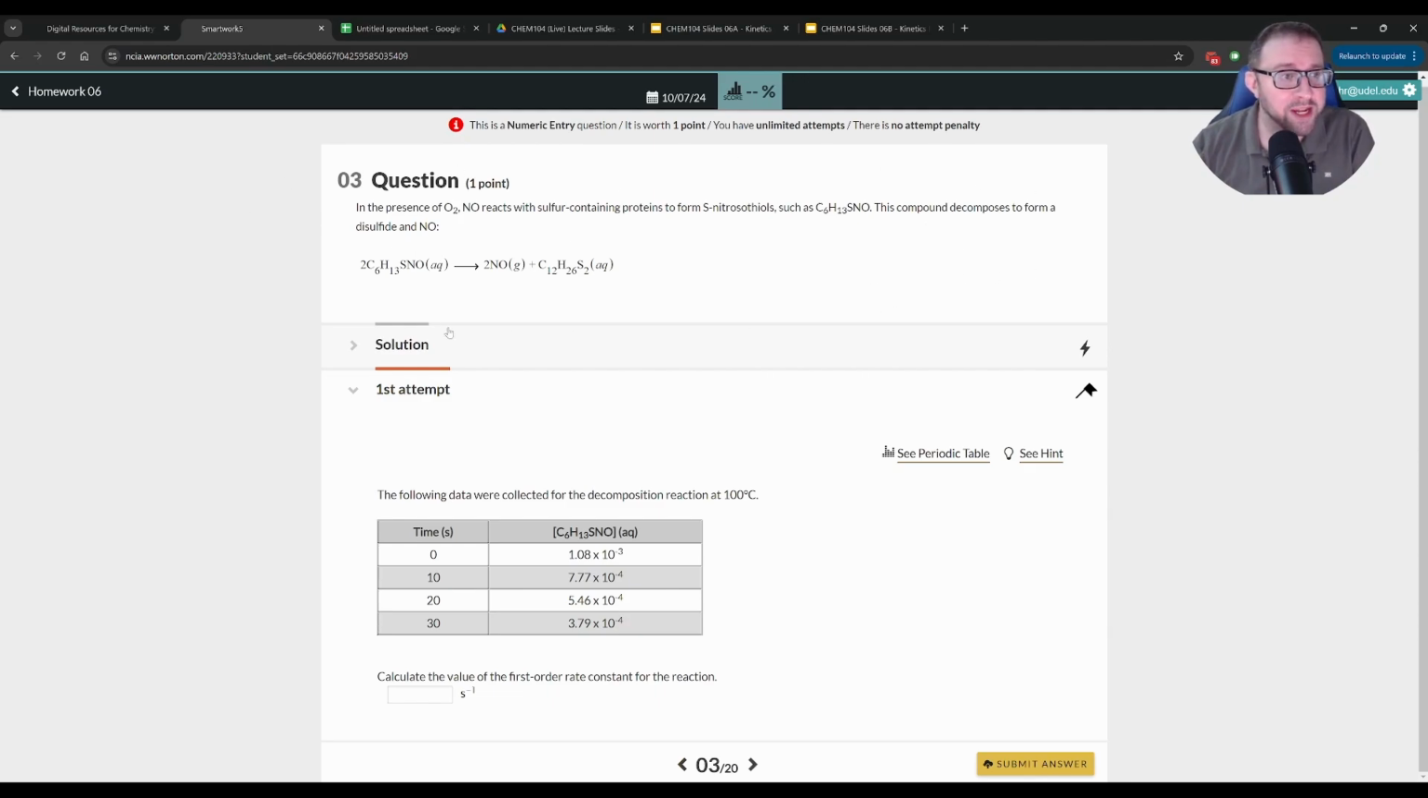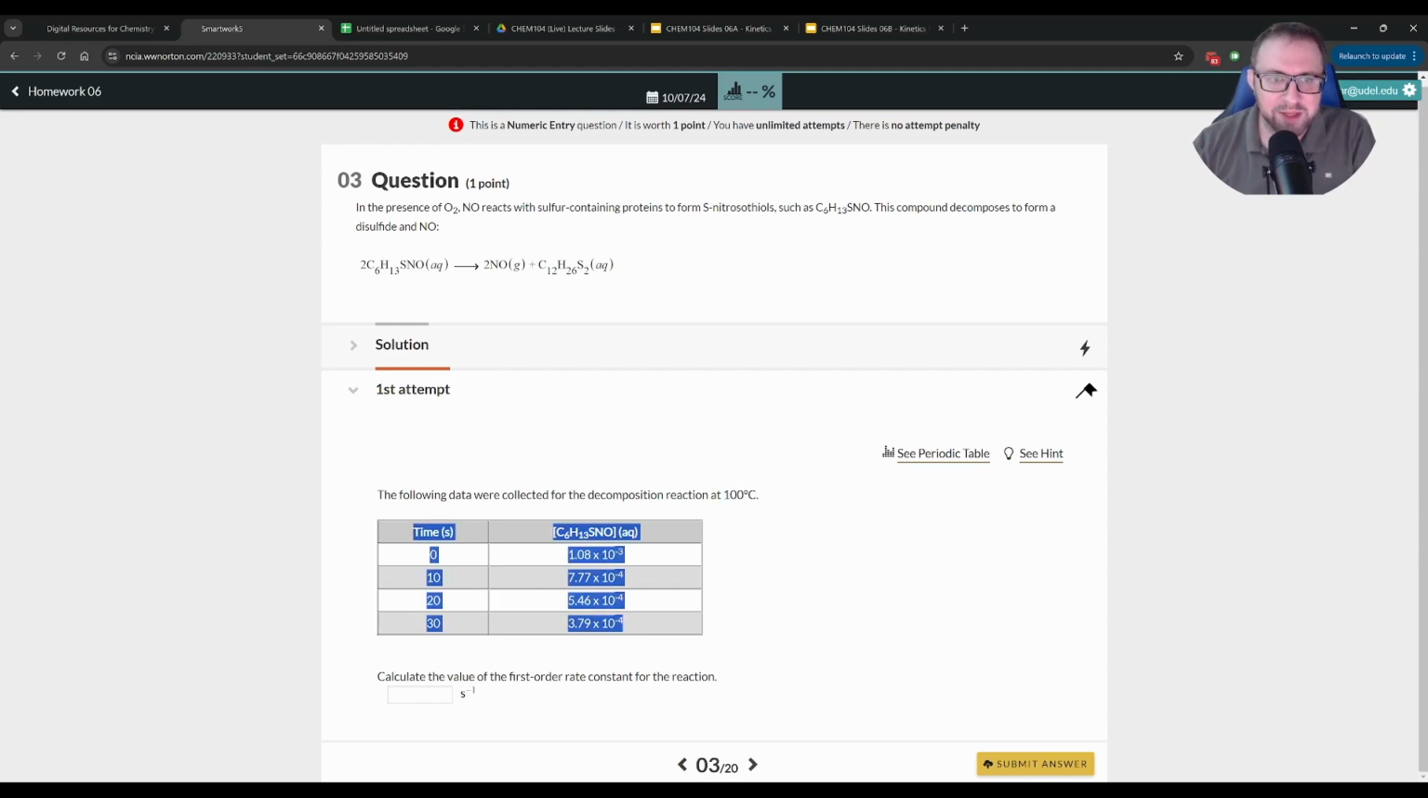Context here doesn't really matter. We look down here and we are shown data in the form of a table and asked to find the first order rate constant. So it's very nice of them to tell us this is first order. We can go through and show how we would do this if we're not told that. But that does save us some trouble. We're told the temperature here, which we don't need.